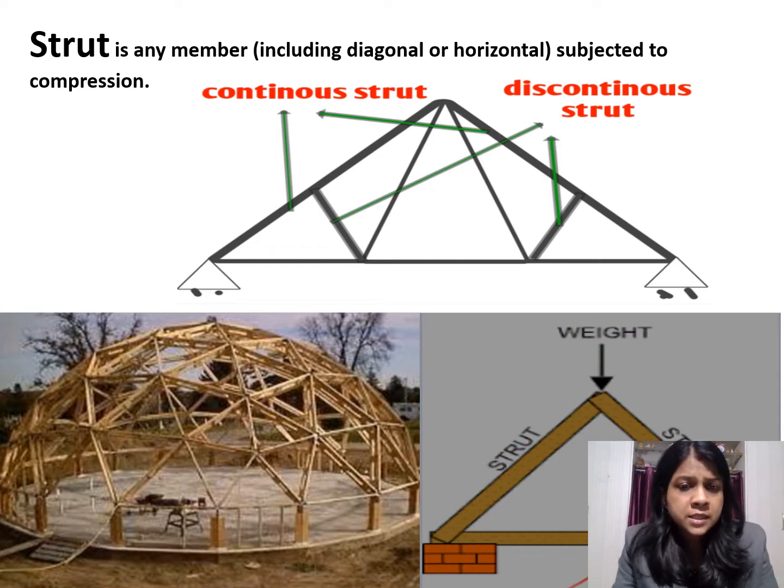So now we can see here this wooden net-like structure, where you can find a number of struts, these inclined members making angles with each other, and this structure is a complete net of strut members. So these strut members are inclined in nature in these structures.